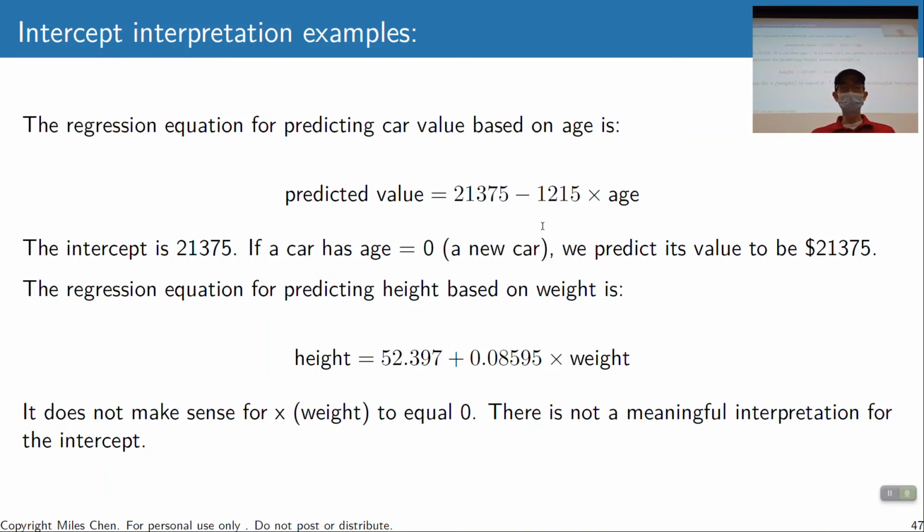Over here, we're predicting someone's height based on their weight. You cannot have a person with a weight of 0. Weight of 0 is literally no person. So there's not a meaningful interpretation here for the intercept. It does not make sense to plug in 0 for x. So this intercept is kind of meaningless.